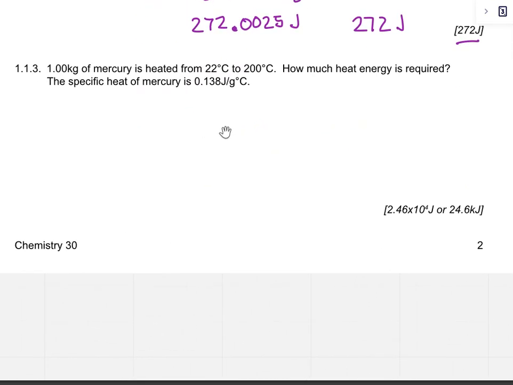A kilogram of mercury is heated from 22 to 200. How much heat? Same formula again, but they're messing with us in a couple minor ways on this one. First, the mass they give us is not in grams. But our specific heat is about grams, so this is no good. We can't have a formula where some of our stuff is in kilograms and some is in grams. A kilogram is worth 1,000 grams. Anytime you have kilograms, you times by 1,000 to get the amount in grams. So 1 times 1,000 gives us 1,000 grams of mercury.